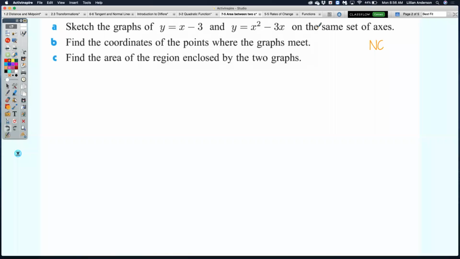It's a three-parter. To practice, we're going to sketch the graph of y equals x minus 3 and the graph of x squared minus 3x on the same set of axes. We're going to find the coordinates where they meet and then find the area of the region enclosed by the two graphs.